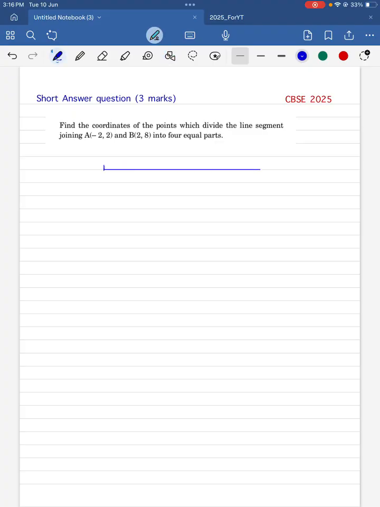They've said that AB is a line segment. The coordinates of A is given as (-2, 2) and the coordinates of B is given as (2, 8). And they're asking you to divide this into 4 equal parts. So let's divide it into 4 equal parts. Now this is the first part, second part, third part and fourth part. Okay, so now we have to find the coordinates of these points which divide the line segment into 4 equal parts. Basically, they're asking you to find the coordinates of this point P, point Q and point R.